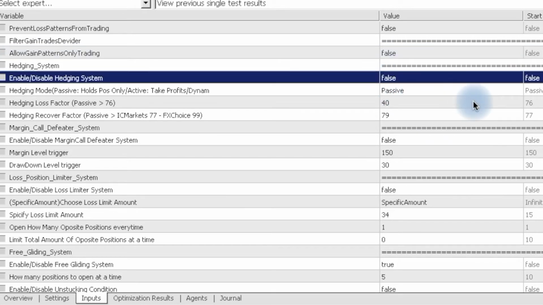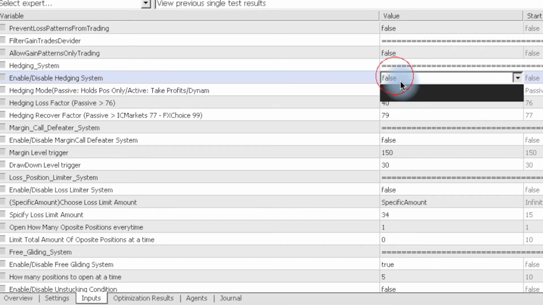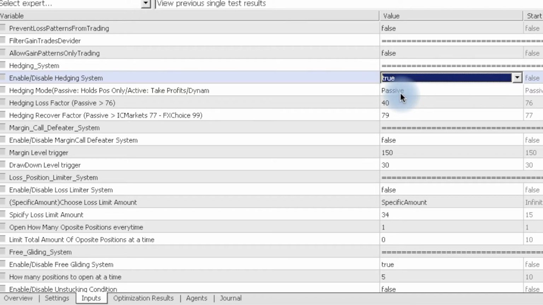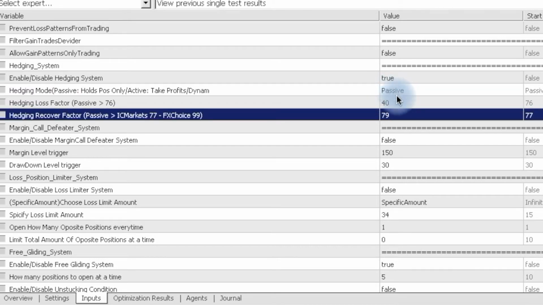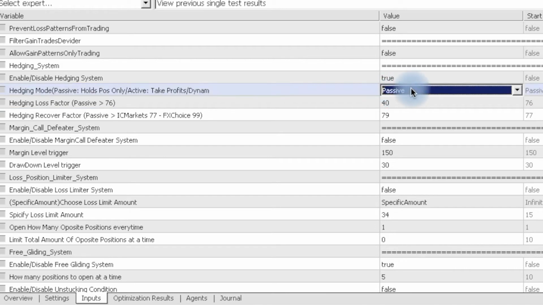Now the next portion, which is the hedging system. Now, the hedging system you only need if you have a position that is experiencing loss. So if you have a position that is experiencing loss, if you enable this to true, then I tell the system, the EA, to activate the hedging system, which will act upon that. And we have a few options. Basically, you have passive, active, and dynamic.